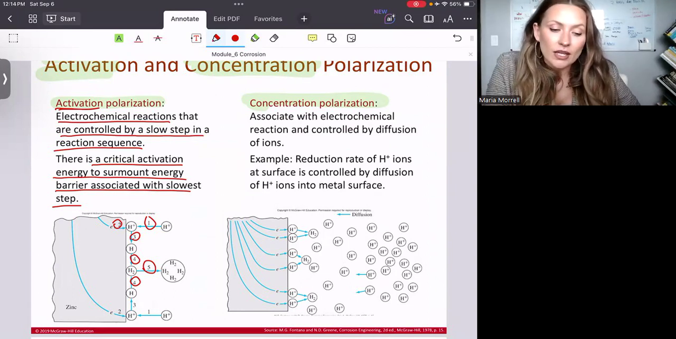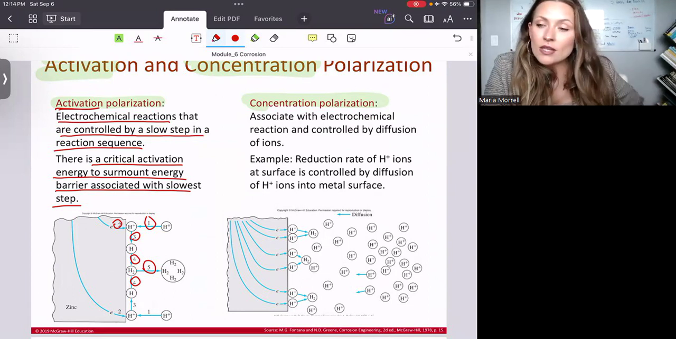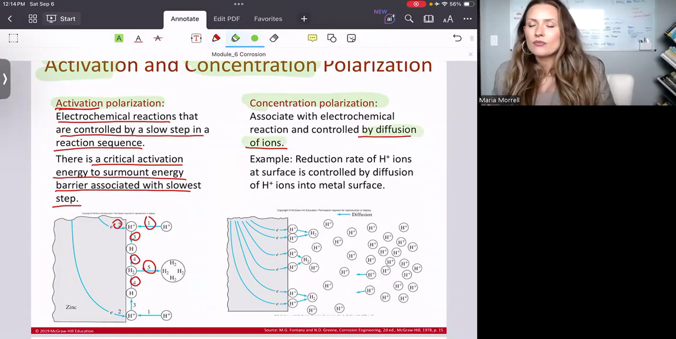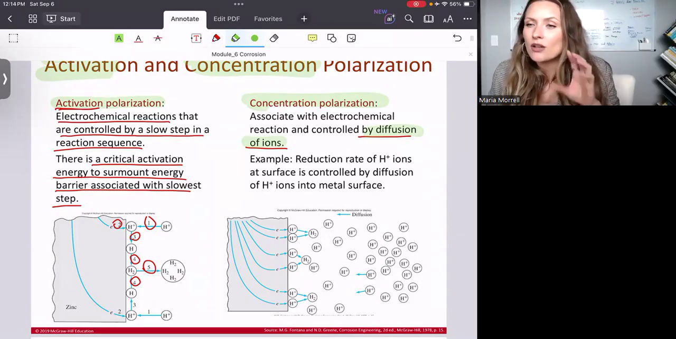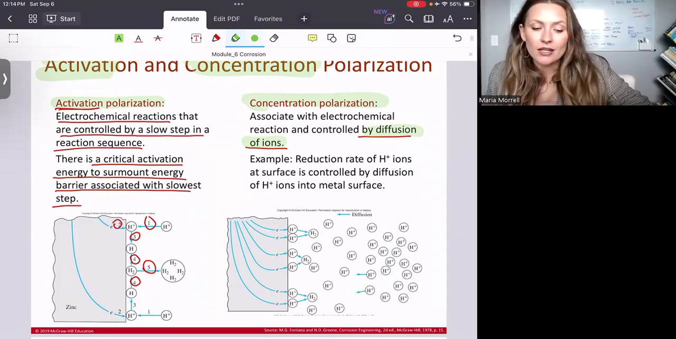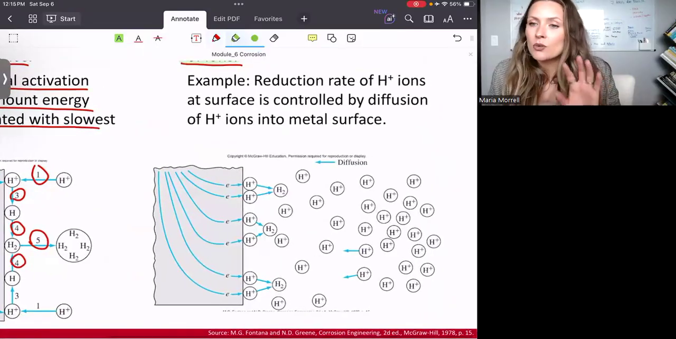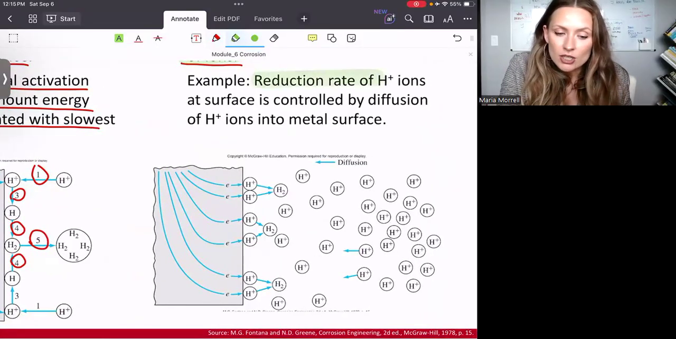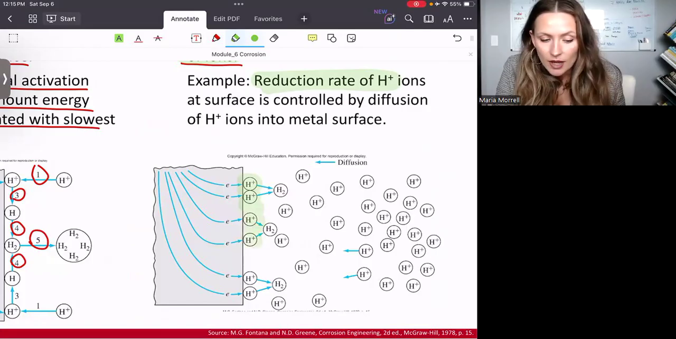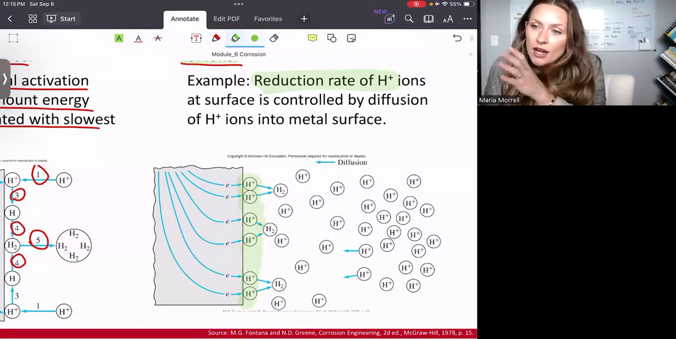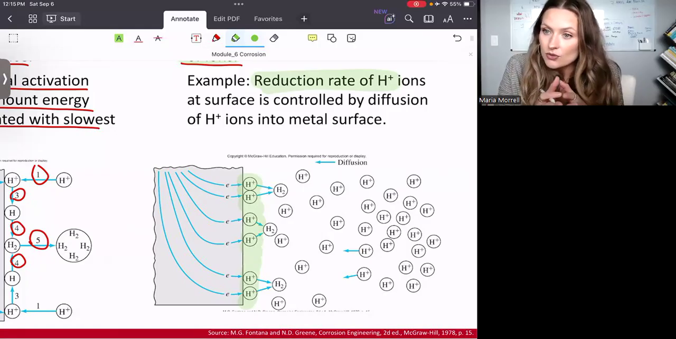In concentration polarization, it is all about the electrochemical reaction being controlled by the diffusion of ions. One of the ways to keep it in mind is, you can either memorize the word diffusion or the word concentration. It has to do with the concentration. Allow me to explain it the following way. Think of the reduction of hydrogen ions, okay? We know that this happens at the surface, right? It happens right here. And these hydrogens have to be available to be reduced, right?